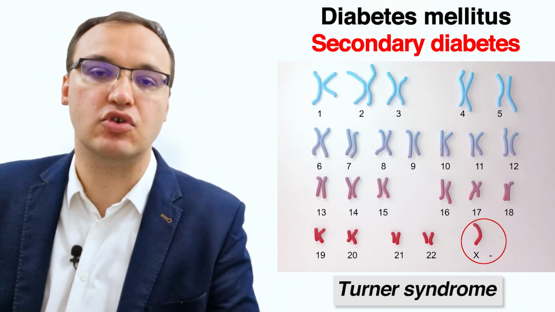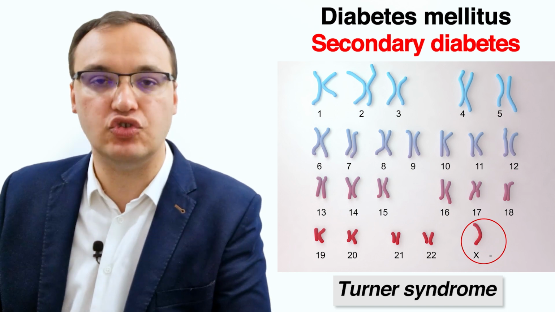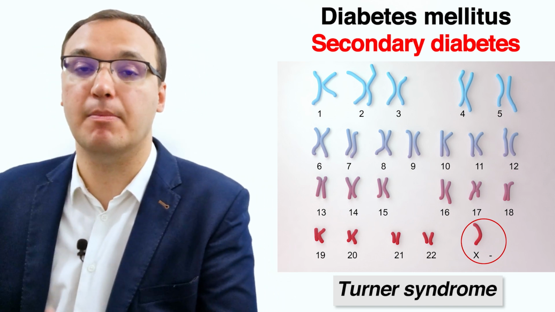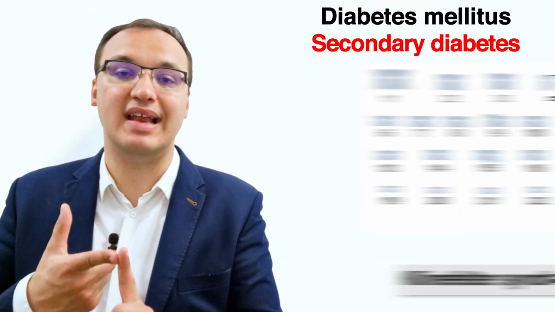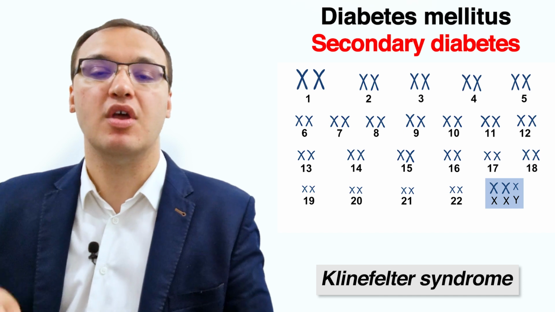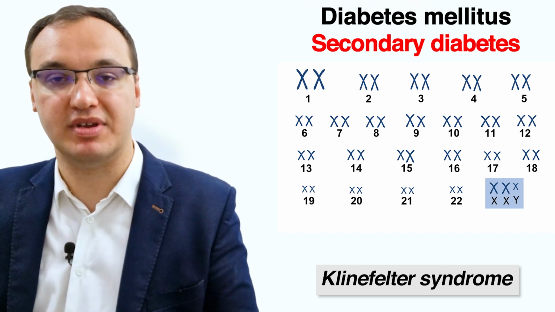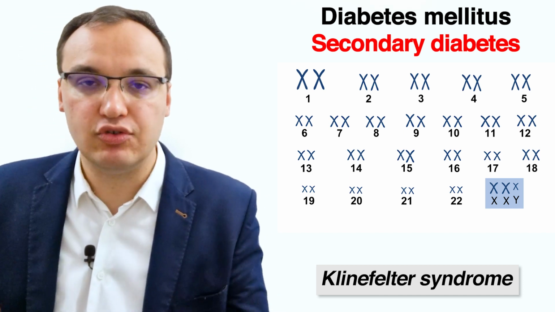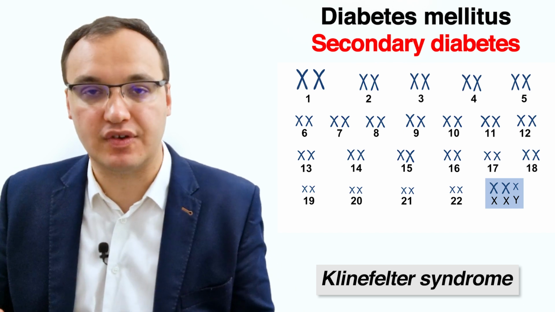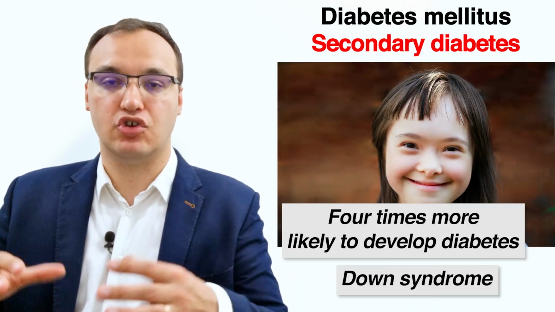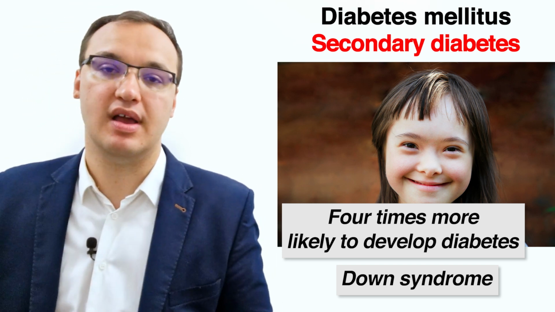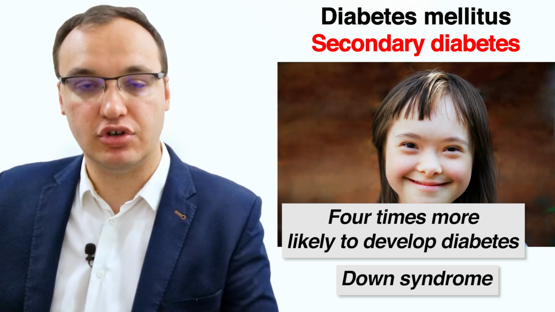Turner syndrome is a condition that affects only females due to one of the X chromosomes, which is a sex chromosome, being missing or partially missing. And Klinefelter syndrome is a genetic disease that causes males to be born with an extra copy of the X chromosome in their cells. Adult patients with Turner syndrome or Klinefelter syndrome have a high risk of diabetes mellitus, and in contrast, children with Down syndrome are 4 times more likely to develop diabetes than other children.